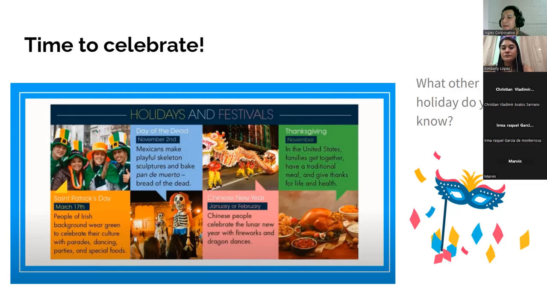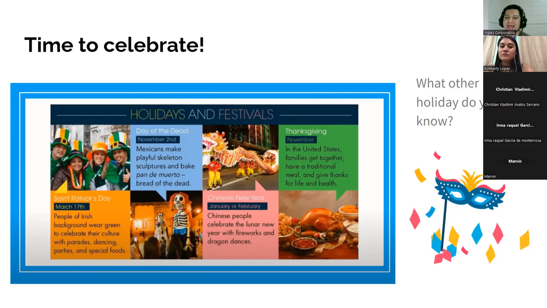What is the meaning of parades? ¿Qué significa parades? I don't know. Paradas? No, right. Paradas de buses? No. Parade is desfile, right? Desfiles. Parade. We have also Day of the Dead, Día de los Muertos, right? November 2nd. Mexicans make playful skeleton sculptures and bake pan de muerto, bread of the dead.